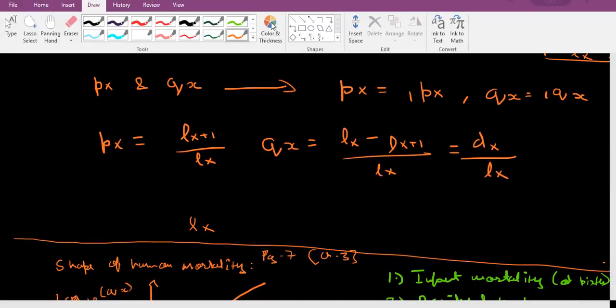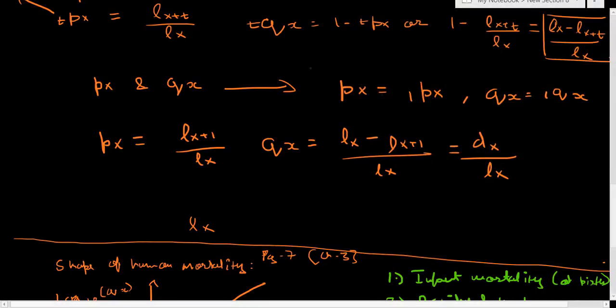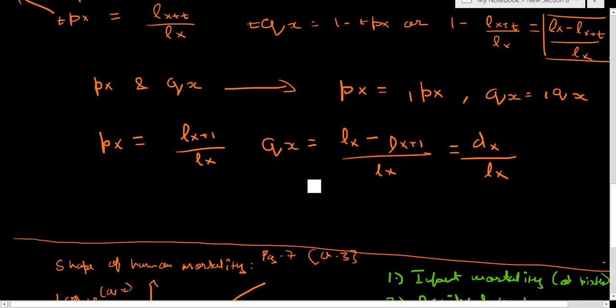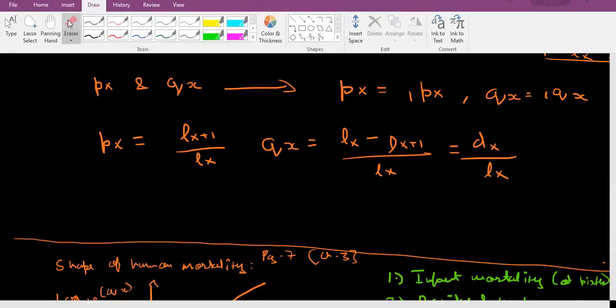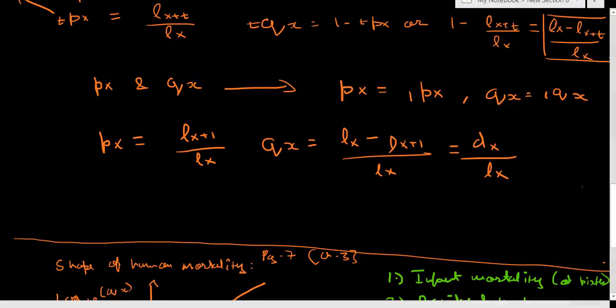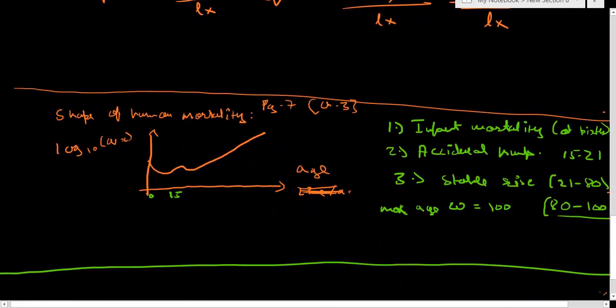Now the last thing I want to discuss with you guys is the shape of human mortality, which is another very important topic, and it is detailed in chapter number 14, the last chapter of the syllabus. But I am going to discuss it in brief here because it also forms a part of chapter number 3, life tables. So I want to show you the curve of human mortality. To illustrate it, I have drawn a logarithmic Qx curve.